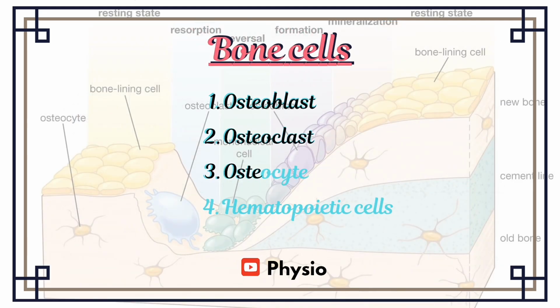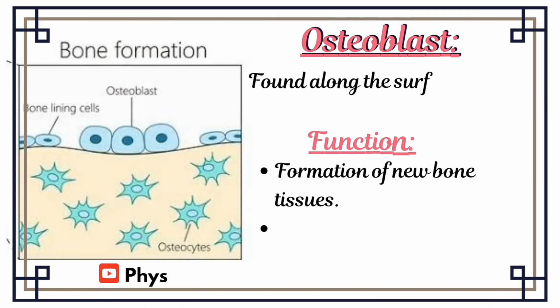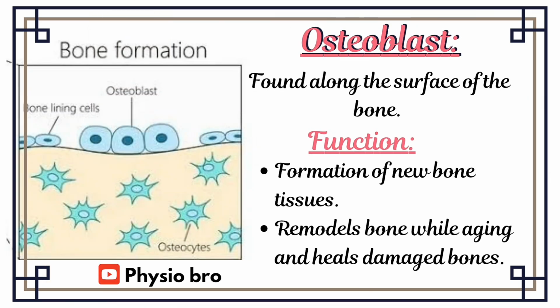There are 4 types of cells that contribute to maintaining homeostasis of the bone. They are osteoblast, osteoclast, osteocyte and hematopoietic cells. Osteoblast. Osteoblast cells are found along the surface of the bone. Functions of the osteoblast cells. It helps in formation of new bone tissues. It remodels bone while aging, and heals damaged bones.